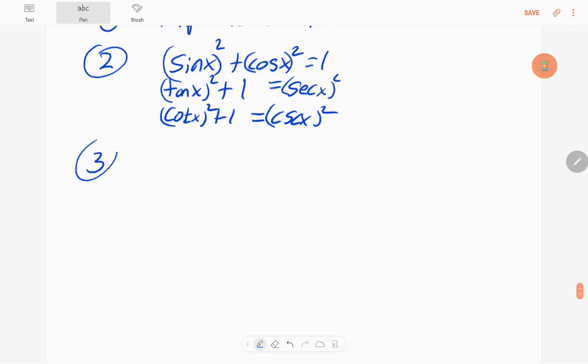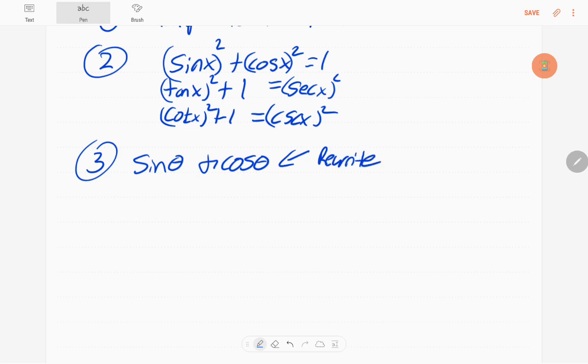Notice it was really easy to think of this as sine and cosine. If I can rearrange and rewrite it, if I see a secant, I'll put it as 1 over cosine. If I see a cosecant, then I'll put it as 1 over sine. So it's really easy to work with sine and cosine. So try and rewrite the trig identities as sine and cosine.